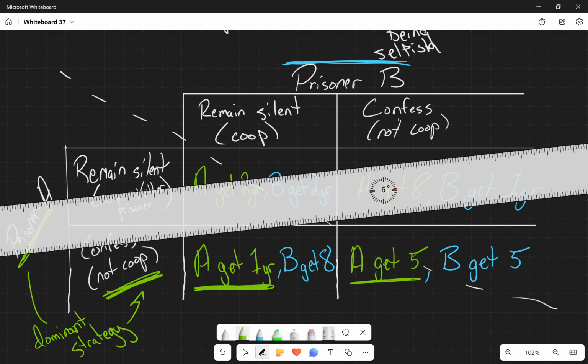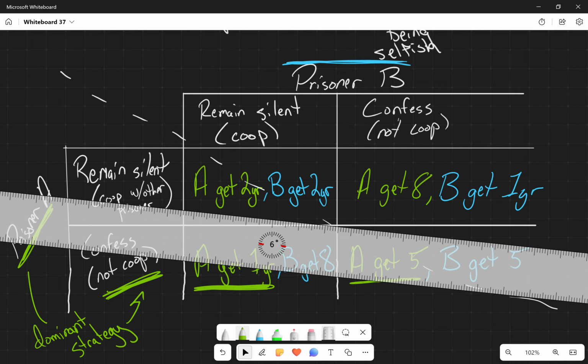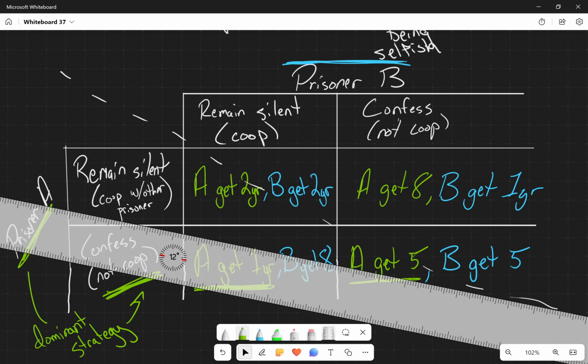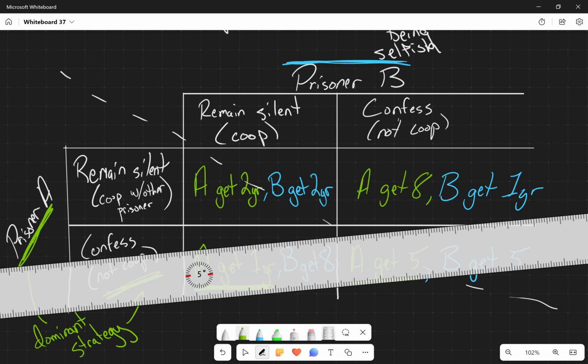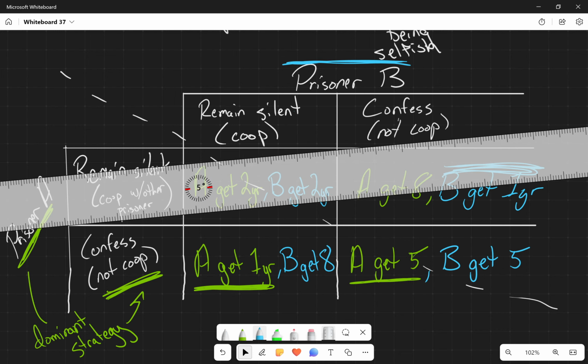Now we're going to do the same thing with prisoner B. We're going to say, okay, what if prisoner A has decided to remain silent? We're going to cover up the confess option, and we're going to take a look at prisoner B's choices. If prisoner A decides to remain silent, prisoner B can either remain silent and get 2 years, or they can confess and get 1 year. They're going to want to confess because 1 year is better than 2 years of jail, right?